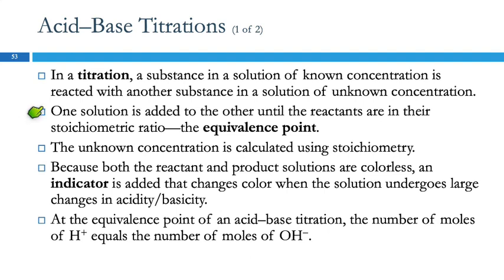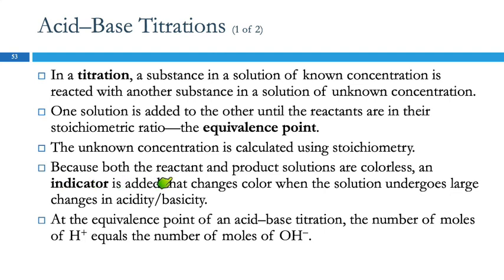We're going to add one solution to the other until the reactants are in their stoichiometric ratio. That's called the equivalence point, where we've added an equivalent amount of each of the reactants. And then we can calculate the unknown concentration using stoichiometry. So a lot of times this is an acid-base. There are other types of titrations, but we're talking about acid-base.